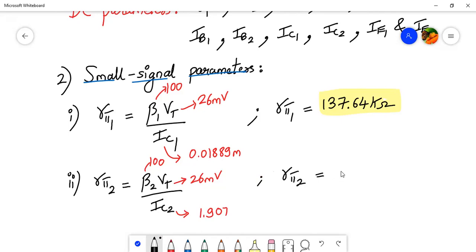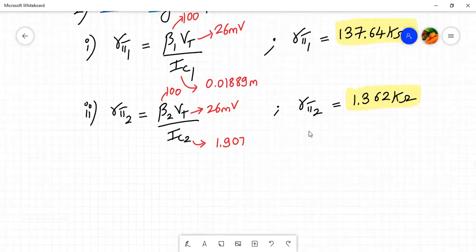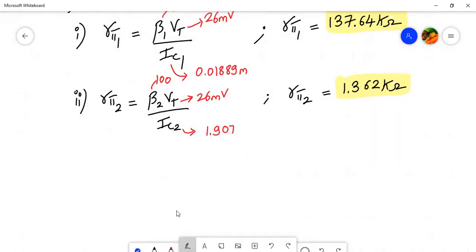RPi2 is coming out to be 1.362 kilo-ohms. So that is the value of RPi2, which we get. Next, we could also calculate the value of GM, but it is really not required for us right now. The GM formula is also very simple, IC upon VT, but it is not required.